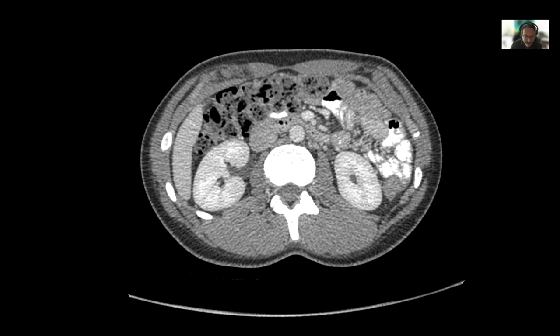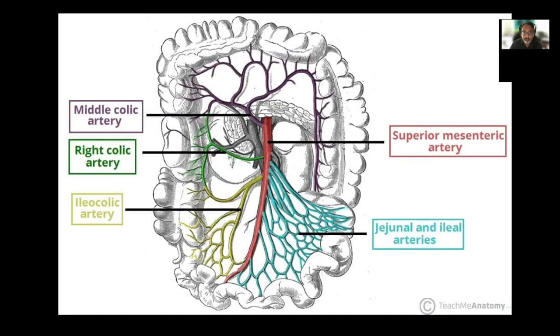So let me revise the branches with you once again. The superior mesenteric artery has a middle colic artery. That's the first branch. Then the right colic artery, iliocaecal artery, and sometimes they even say it continues on as the iliocaecal artery. So these all move towards the right, but you have a lot of branches moving towards the left, and these are the jejunal and ileal branches. Yes, so if you see an angiogram of these blood vessels in your work, you'll be able to see them.